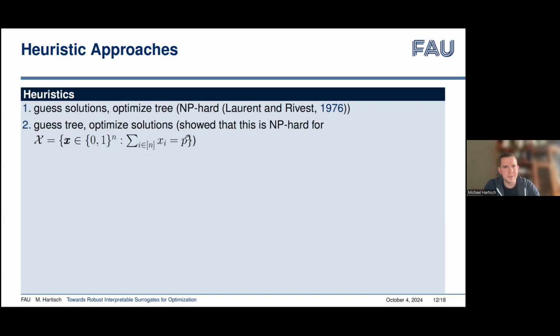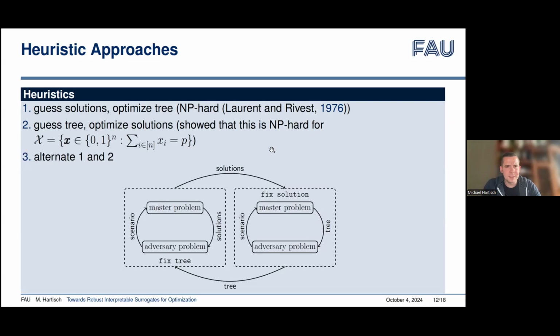And what we were able to show for the second part is, this is still an NP-hard problem we need to solve, even for the selection problem. And also the first heuristic is NP-hard, using some kind of historic results. And as a third heuristic, we kind of combined these two approaches, where in the first step, let's just guess a solution, use our approach to find a tree, then fix this tree, use heuristic 2, and find the solutions that work best in this tree, take out these solutions, move them again back to heuristic 1, and so on. Okay, so this is kind of an alternating approach of heuristic 1 and heuristic 2.